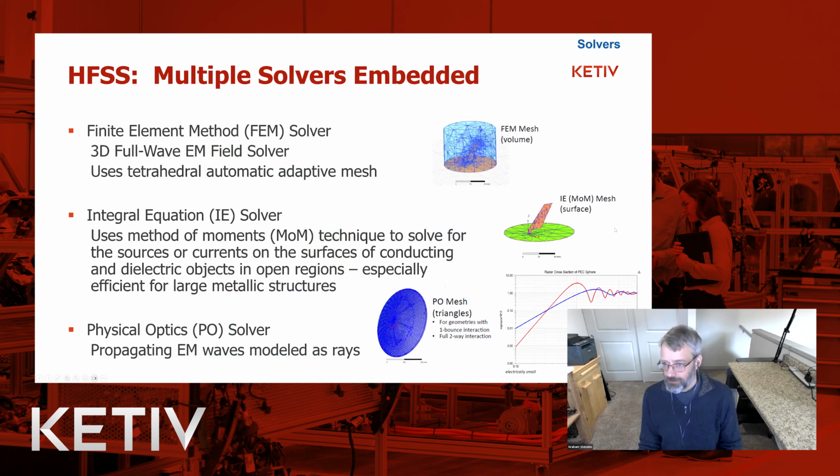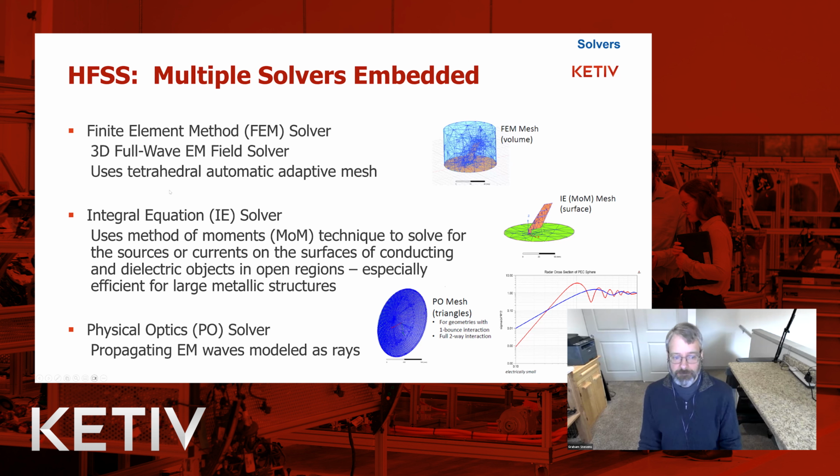Just to kind of dive into the solvers a little bit more, the finite element method solver is a full wave EM field solver. It meshes in a finite volume, and it uses a tetrahedral automatic adaptive mesh, where it is meshing more finely in areas with higher gradients and where it's needed, but less finely elsewhere. And it does adaptive passes where it'll do an initial pass and measure the error, and then it'll add more mesh in the places where it has more error and keep going until it gets to a certain error percentage. This makes meshing much easier than in the fluids or the mechanical space. You basically don't have to think about it for the most part. Just let HFSS do its automatic meshing. There's some exceptions to that, but that's pretty much true.